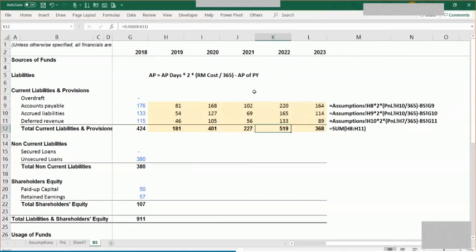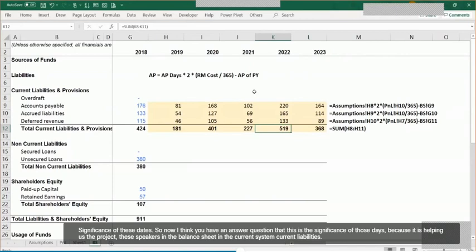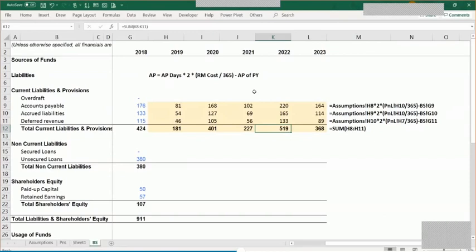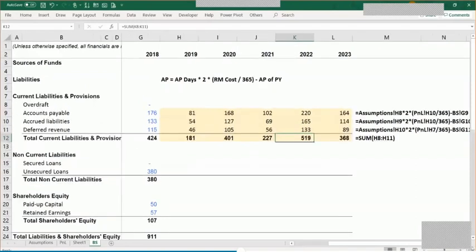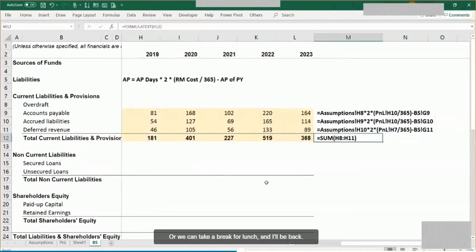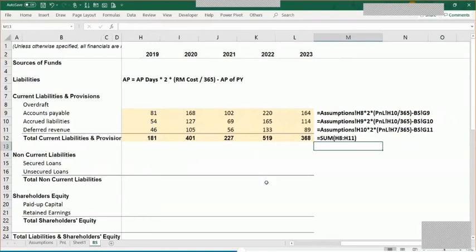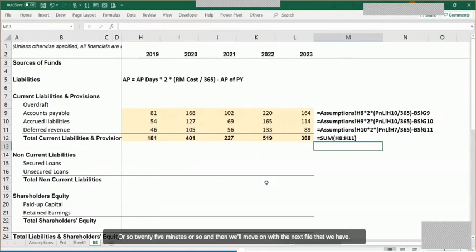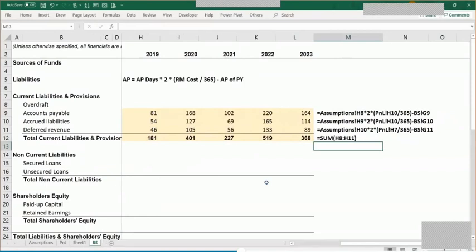So somebody had this question, what is the significance of these days? So now I think you have an answer for that question, that this is the significance of those days, because it is helping us to project these figures in the balance sheet in the current assets and current liabilities line. Okay, so let me take a pause here and allow you to work on it. And in fact, we are done with file number 4. We can take a break for lunch and be back in about 20 or 25 minutes. And then we'll move on with the next file that we have as part of this module, right?